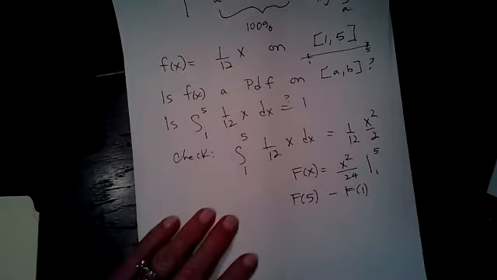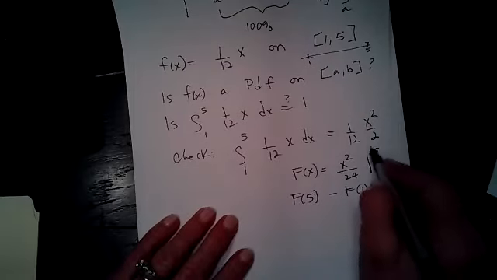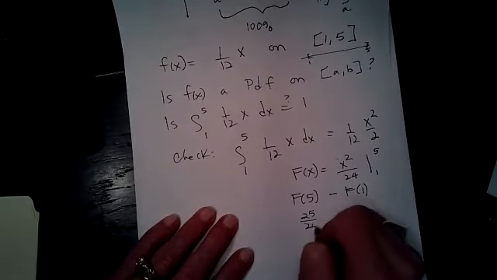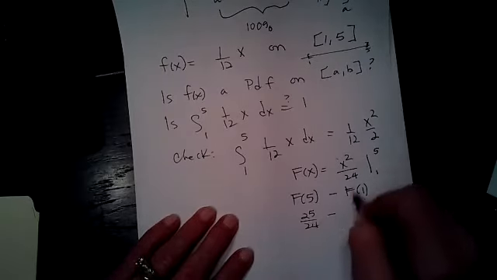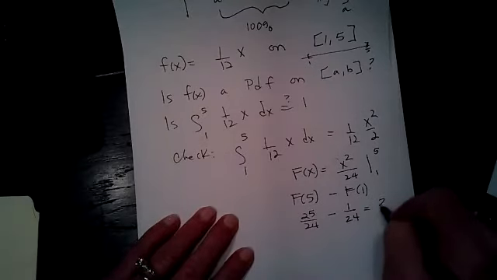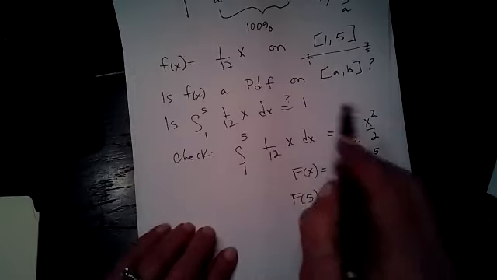If we evaluate it from 1 to 5, f of 5 minus f of 1. So if I plug in 5 for x squared, I get 25 over 24 minus, if I plug in 1, I get 1 over 24. So when I evaluate it, I get 24 over 24, which is what? 1. So we would say yes.